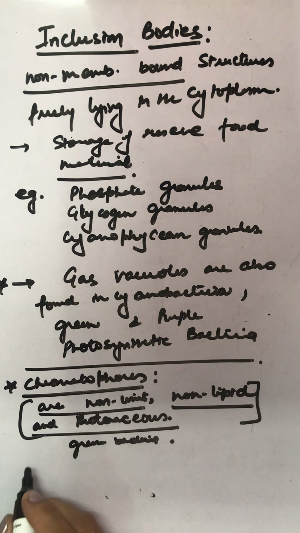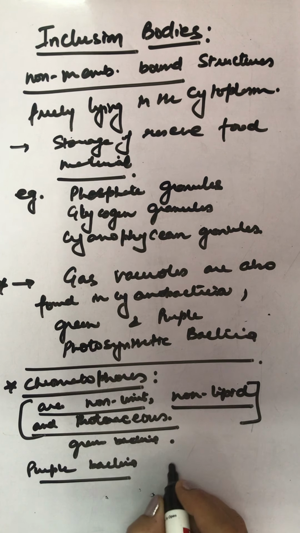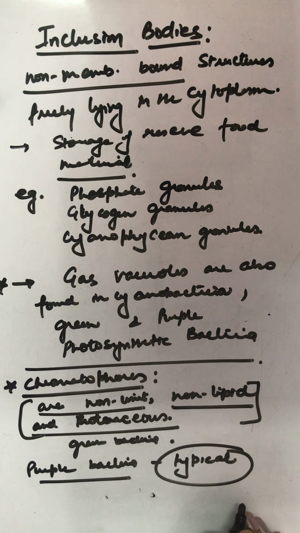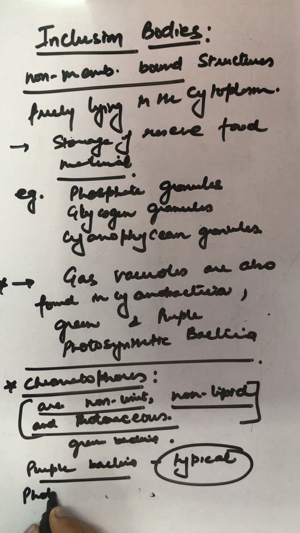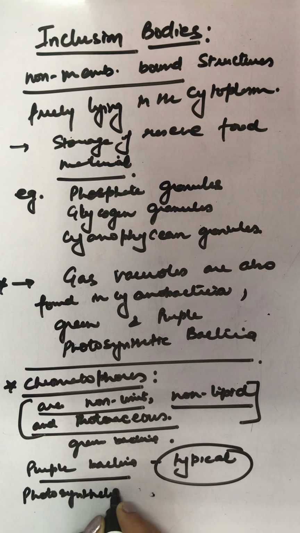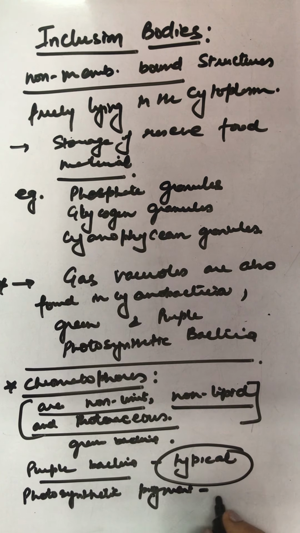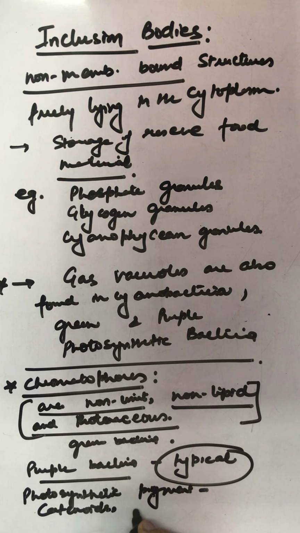Okay, and in purple bacteria, they are typical. That means these chromatophores are observed, these are seen. They have photosynthetic pigment, bacterial chlorophyll. They contain the photosynthetic pigment, which is carotenoids and bacteriochlorophyll.